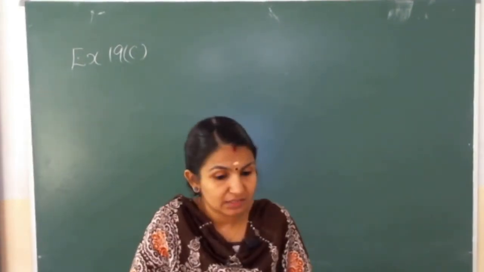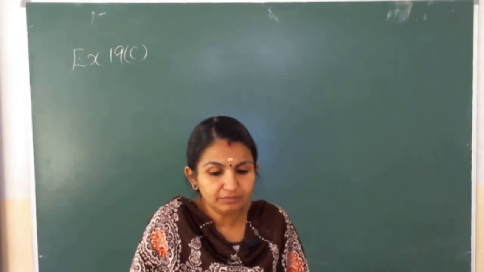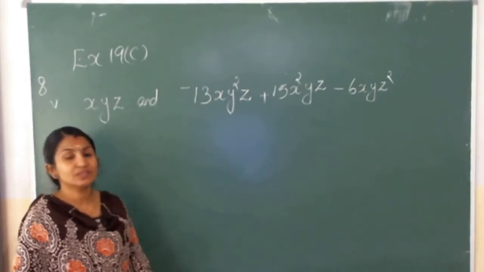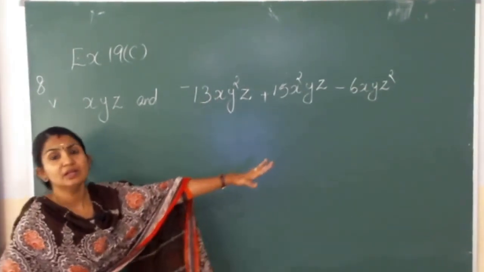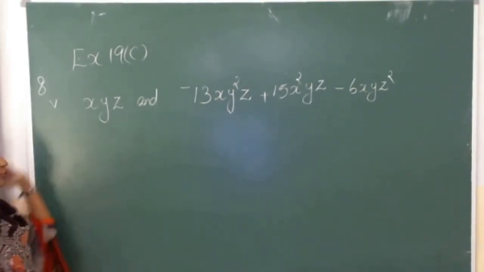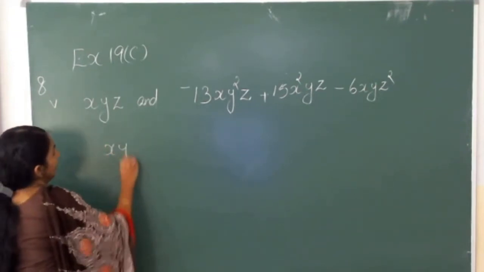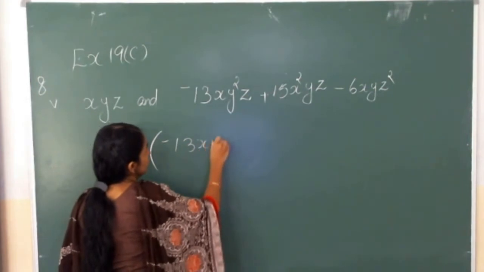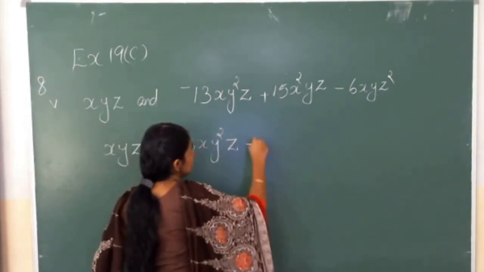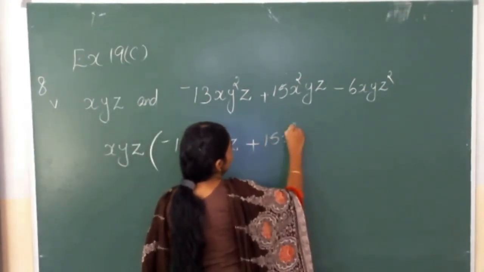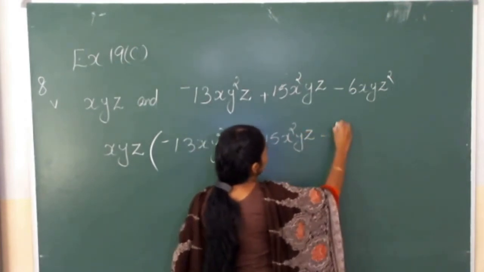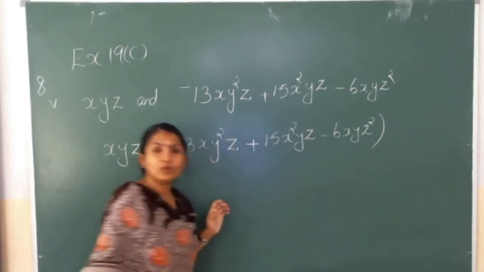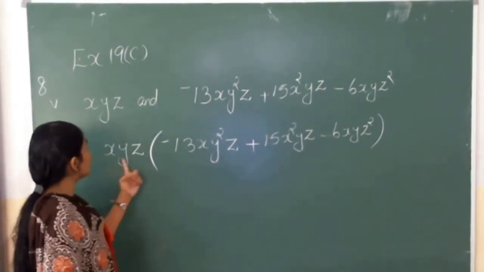Now, next section is 8th one. In that 5th question. In this question, trinomial should be multiplied with a monomial. So, xyz, negative 13x y square z plus 15x square y z minus 6x y z square. Now, each term should be multiplied with this xyz.